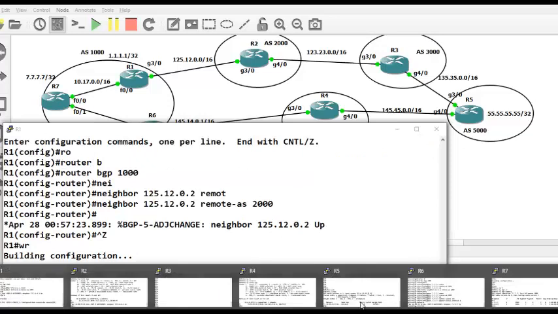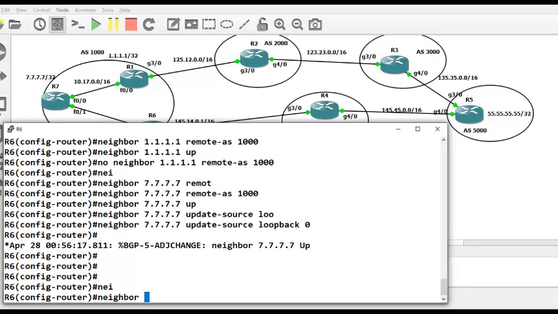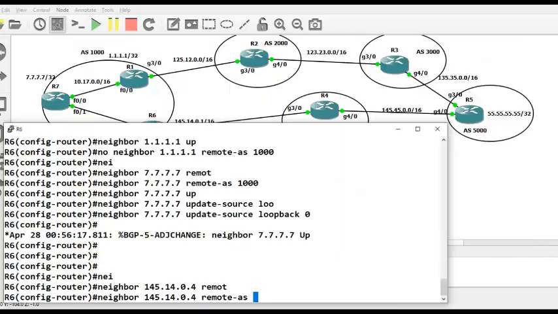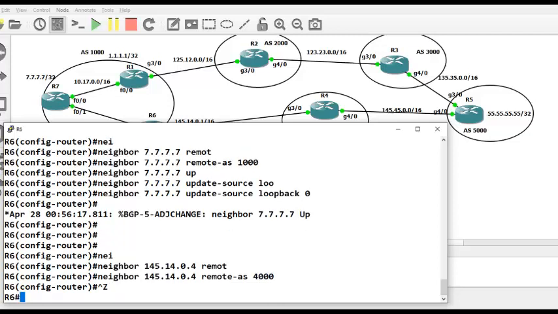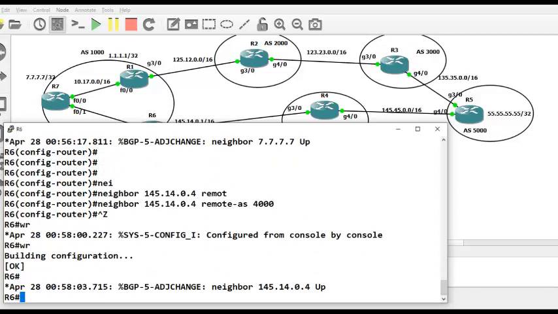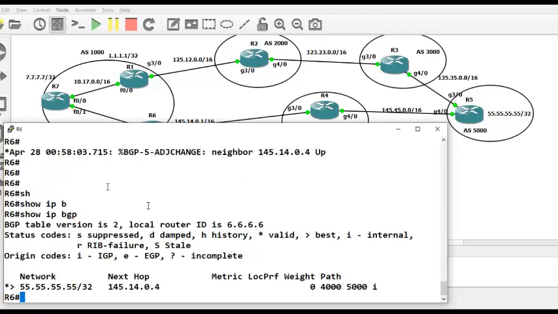Likewise, let me go to router 6. Neighbor 145.14.0.4. Remote AS. What is the remote AS? 4000. Now here also the neighbor will come because router 4 is already configured to form neighbor with 6. Now you see, show IP BGP, we got a route learned on R6.